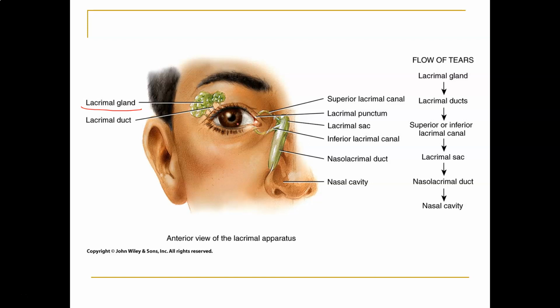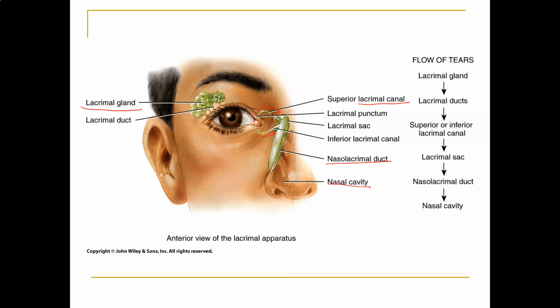It washes across the anterior surface of your eye, and then it drains from the medial aspect through these lacrimal canals into the large nasolacrimal duct, which goes into your nasal cavity. So this explains why when you produce a lot of tears, for example when you cry, your nose gets runny.